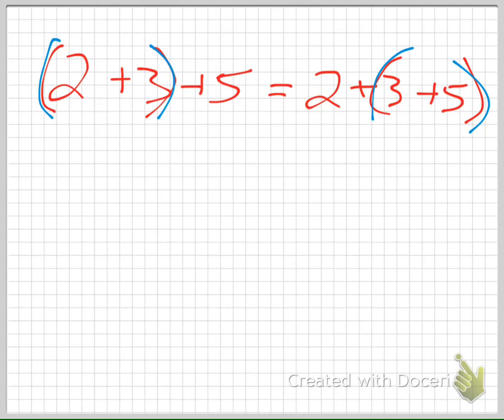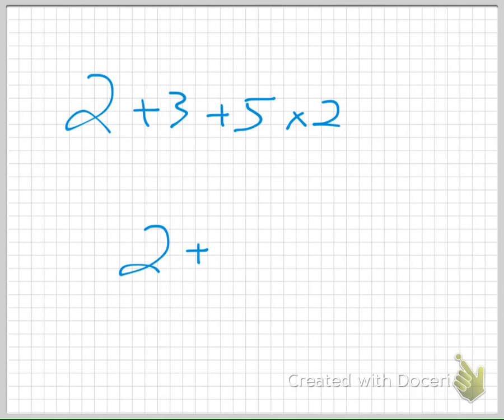Now, what if I was to all of a sudden change this to 2 plus 3 plus 5 times 2? Can I now all of a sudden move things around and go 2 plus 2 times 2 plus 5 plus 3? Can I do that? No. The only time you're allowed to use these properties is if it's all addition or if it's all multiplication. Does that make sense? It's got to be all one or the other.